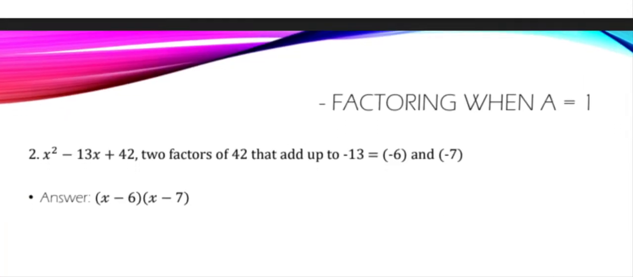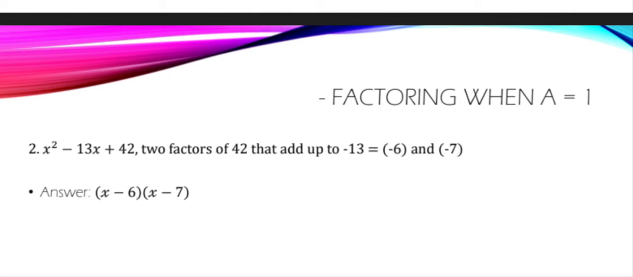For the next example, we have factoring when a is equal to 1. In this example, we have a quadratic trinomial in which the highest power is 2, and the coefficient of the highest power is 1, as you can see. x squared minus 13x plus 42. In this example, we should find two factors of the constant, the c value, or 42, that add up to the b value, or in this case, negative 13. Those two numbers are negative 6 and negative 7. So our final answer would be x minus 6 times x minus 7.